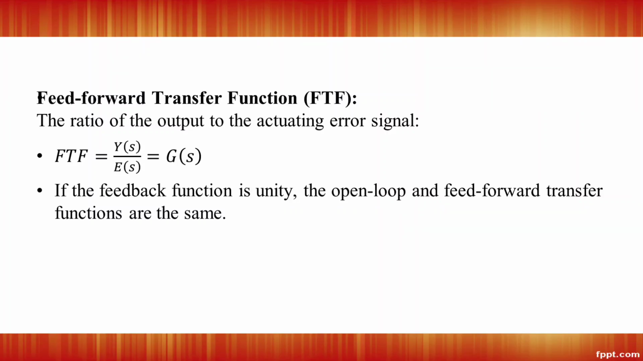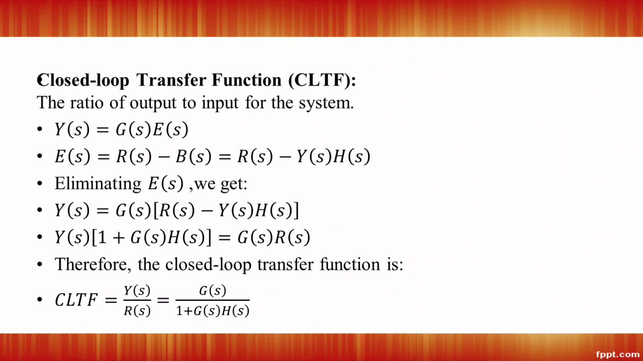Next is the feed forward transfer function. It is the ratio of the output to the actuating error signal. So the feed forward transfer function equals Y of S divided by E of S. We have the equation Y of S equal to G of S into E of S, so G of S into E of S divided by E of S. We cancel the E of S, and we get the final equation for the feed forward transfer function as G of S.